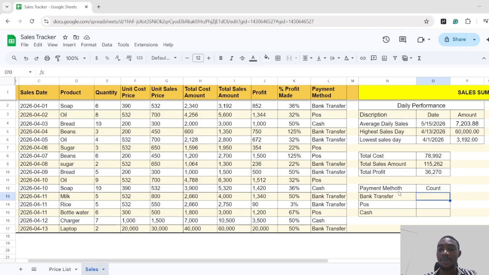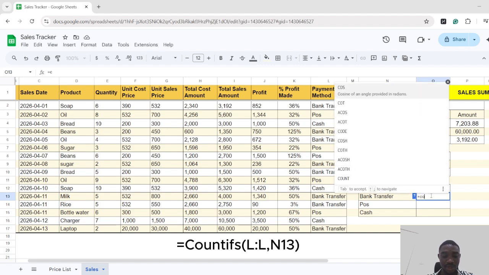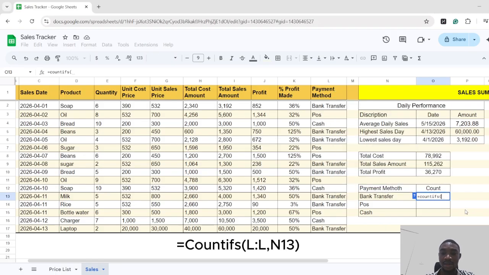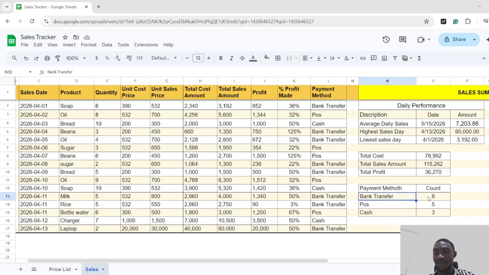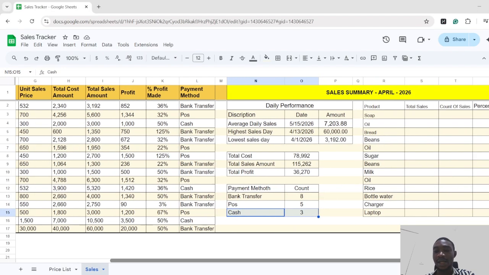We're also going to look at the payment method in terms of what payment method was most effective for the month. And to do that, we are going to use the count if function. So equals to count if, column L. So the most effective payment method here is the bank transfer. So we had more customers making bank transfers than customers doing POS as well as paying cash.